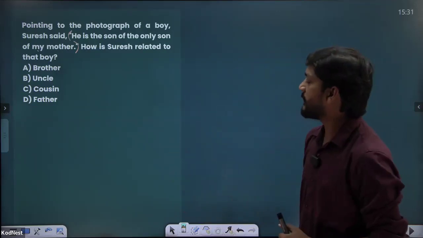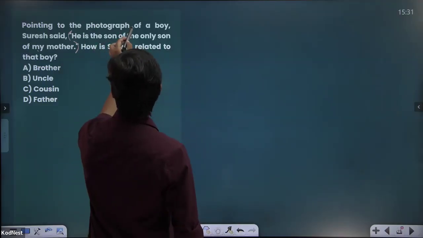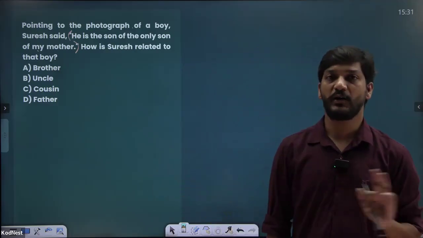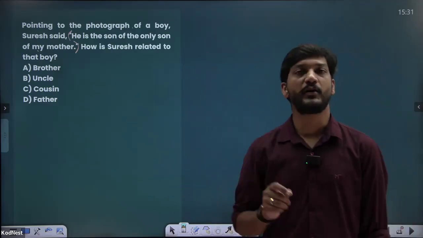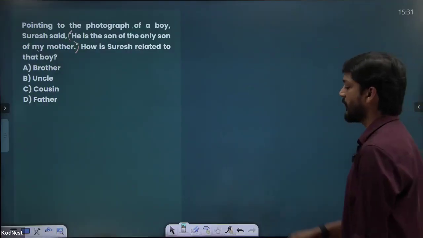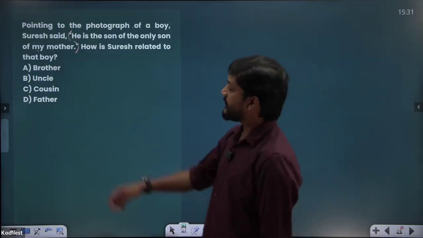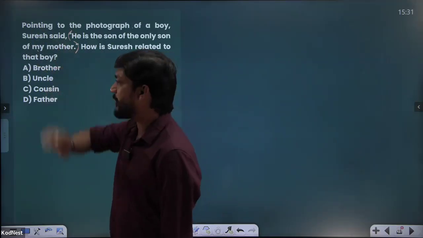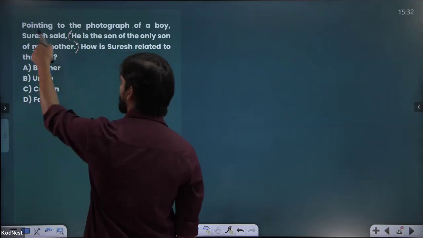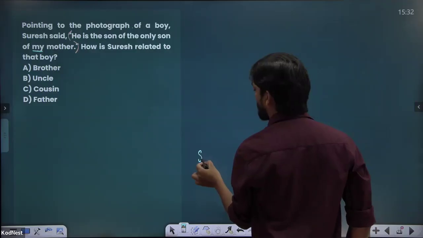Please understand this. The first thing is pointing to a photograph of a boy. Whatever photograph it is going to be, whatever question it is, the photograph is going to be of a person always. Okay, it is not as like a scenery will be there. Always the photograph will be of a person. Whichever person makes the statement, for that person my word will be used. Whoever says the statement. So my dear, my word is for Suresh. So carefully see.